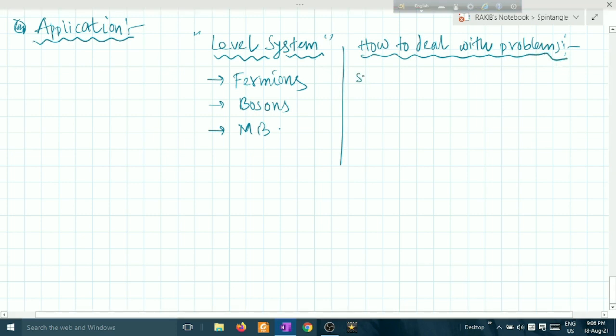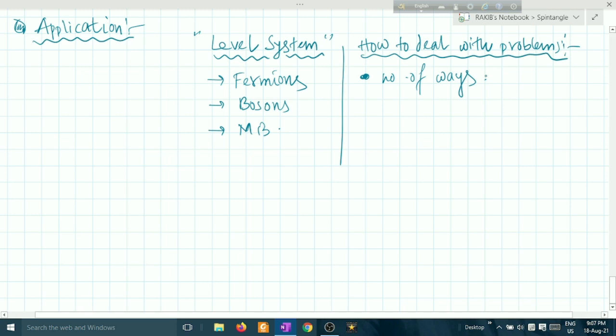Step 1, I'm not writing step 1 here. First of all, you have to calculate the number of ways. How to calculate the number of ways? In case of fermions it is Gi C Ni. In case of bosons it is (Ni plus Gi minus 1) factorial divided by Ni factorial times (Gi minus 1) factorial. And in case of Maxwell-Boltzmann particles it is Gi to the power Ni.